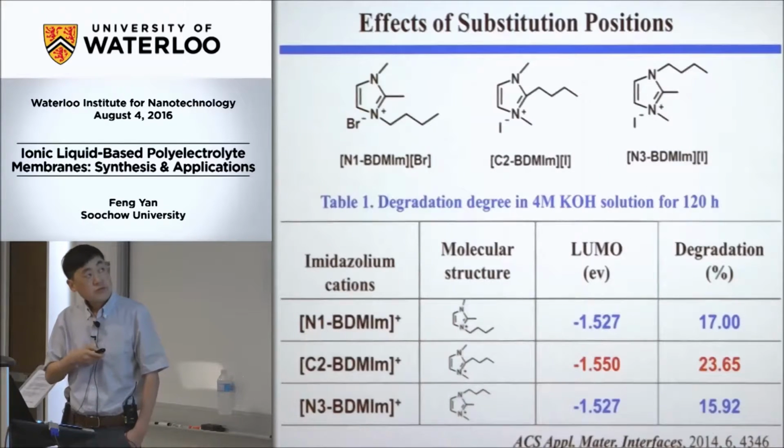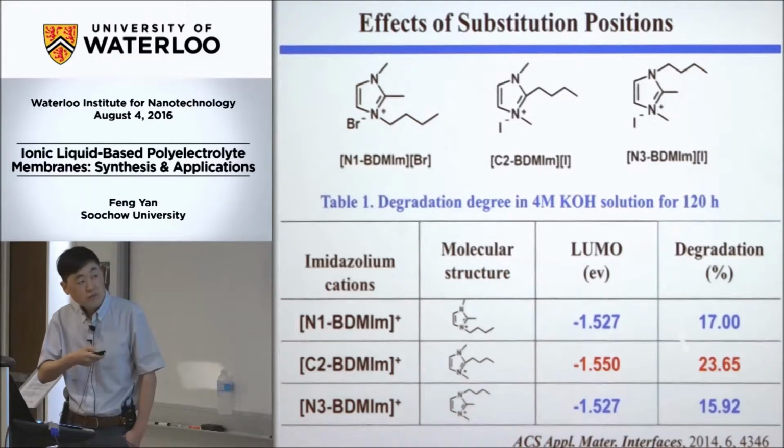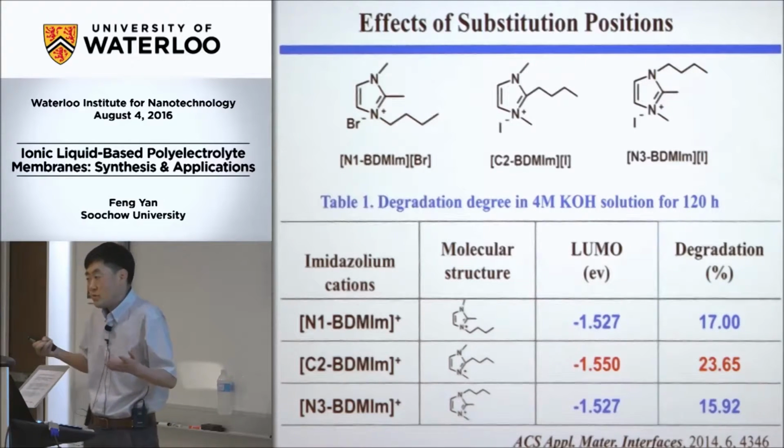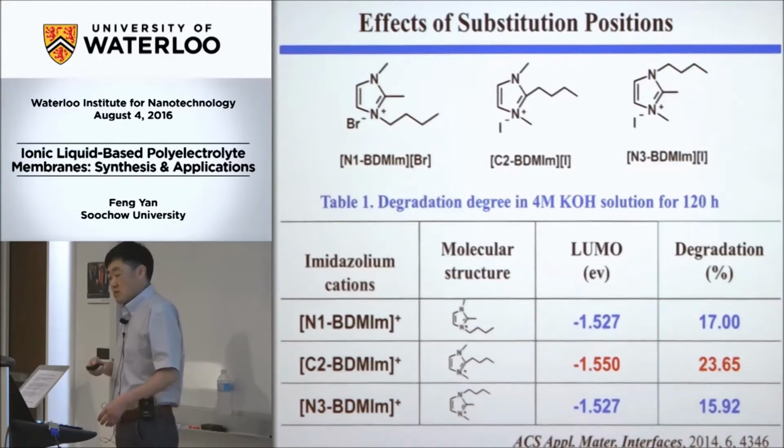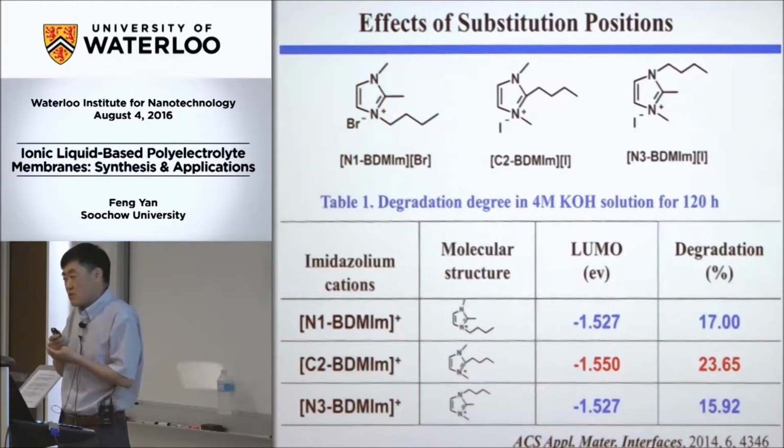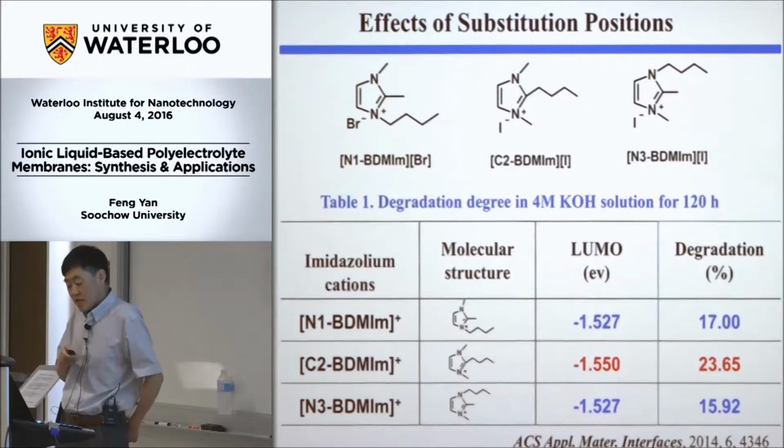And we also studied the effect of substitution positions. Here is an example. If we substitute at the N3, N1, and the C2 positions, the LUMO energy for N1 and N3 should actually be the same, and the degradation degree is roughly the same. But at the C2 position, the LUMO energy will be decreased, and the degradation degree will be increased. Good. That means the position and the functional group both affect the stability of cations.